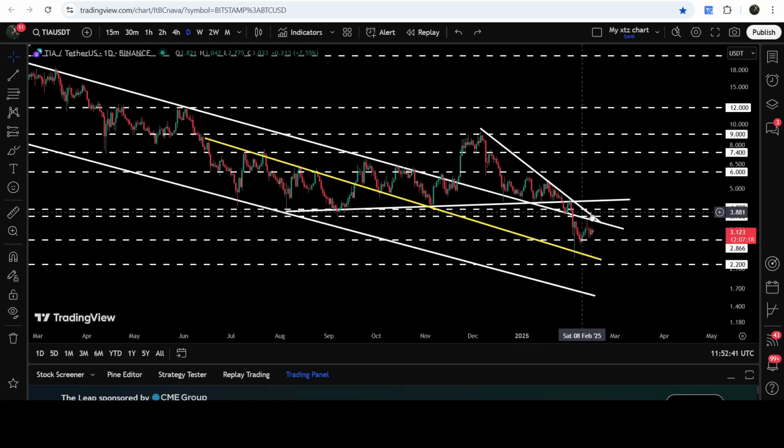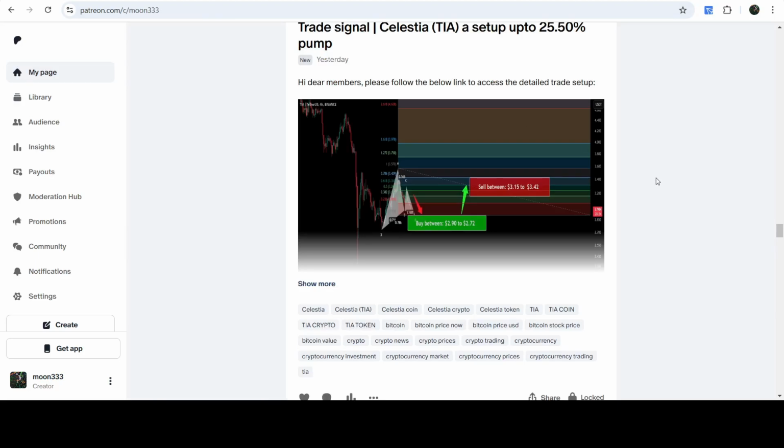And in today's video, we will analyze this move. And I would also like to share with you my most recent trade signal for TIA that I shared almost 24 hours ago with my members.